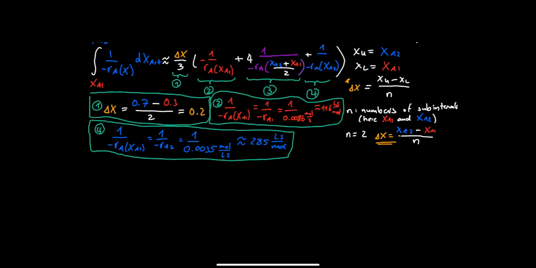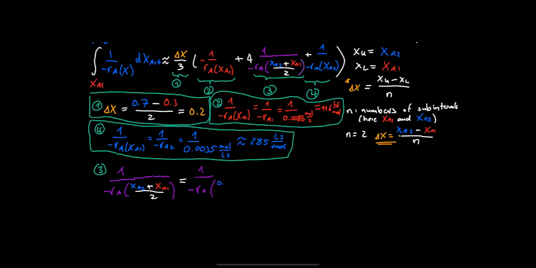So we will take a closer look at the term with the 4. So 1 divided by negative Ra as a function of the upper conversion plus the lower conversion divided by 2. And this is equal to 1 divided by negative Ra as a function of 0.7 plus 0.3 divided by 2, which is equal to 1 divided by negative Ra as a function of 0.5.